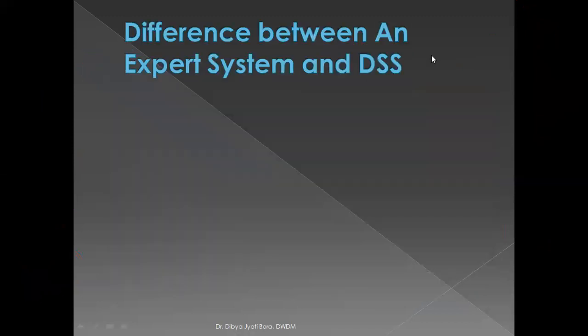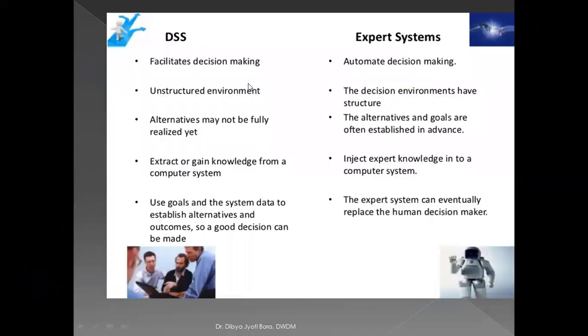Now, the difference between the expert system and DSS, like I discussed in the last class: in the case of expert system, it tries to automate the decision-making process. In the case of DSS, it facilitates the decision-making process. See, you need to find out the gravity of these two words. In the case of DSS, it tries to facilitate the decision-making process.